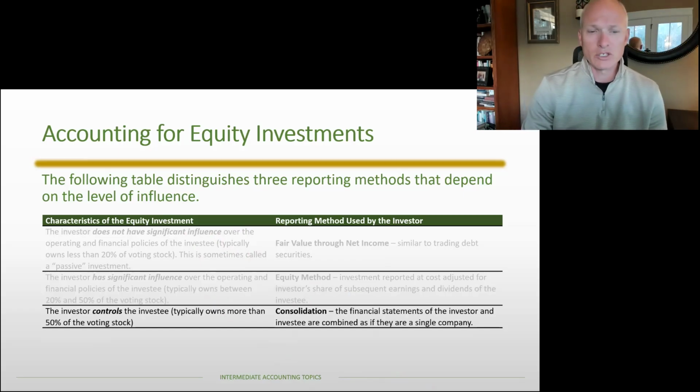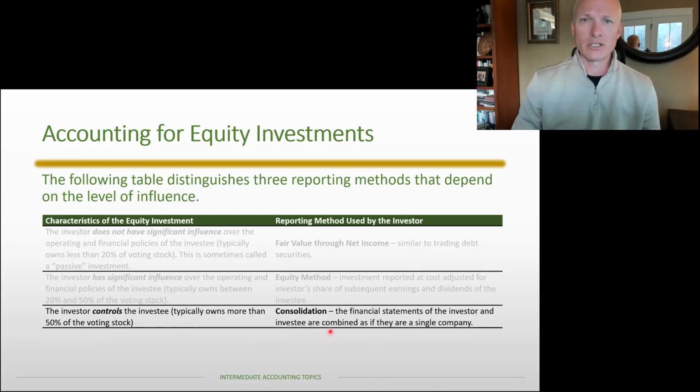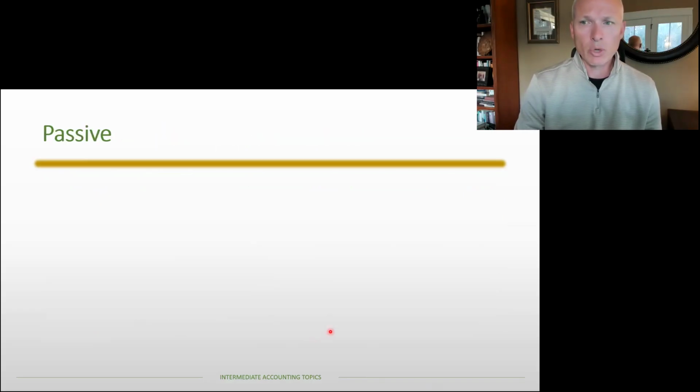And then finally, and this is one we're not covering in this class, if you own more than 50%, which would be a controlling interest, you do a consolidation. That's something that, at least here, we cover in the Mac program. We don't cover that in intermediate accounting. And so we're going to start by looking at passive investments.